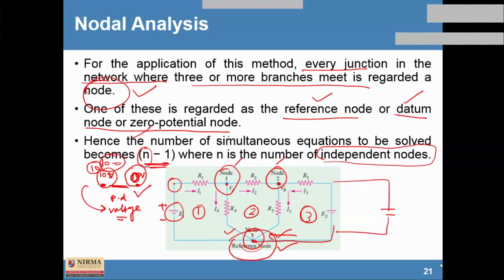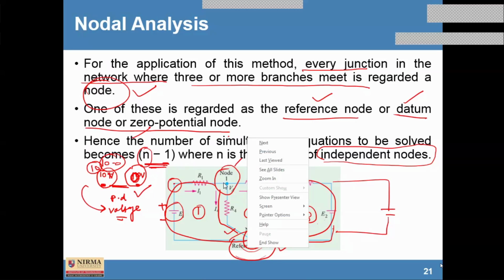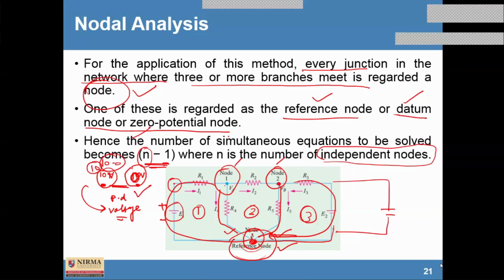out of 3 nodes, there is a common node for all the nodes. Again, I repeat, if there is a common node for all the nodes, suppose node 1 is there, one branch is connected here, and this is the common. For this path, again, it is common. For this path, it is also common. So the maximum number of paths are connected to a common node, and for that reason we consider this as the reference node. And we are going to write the equations between node 1 and node 3, node 2 and node 3, and node 1 and node 2. So we are going to write the different equations.